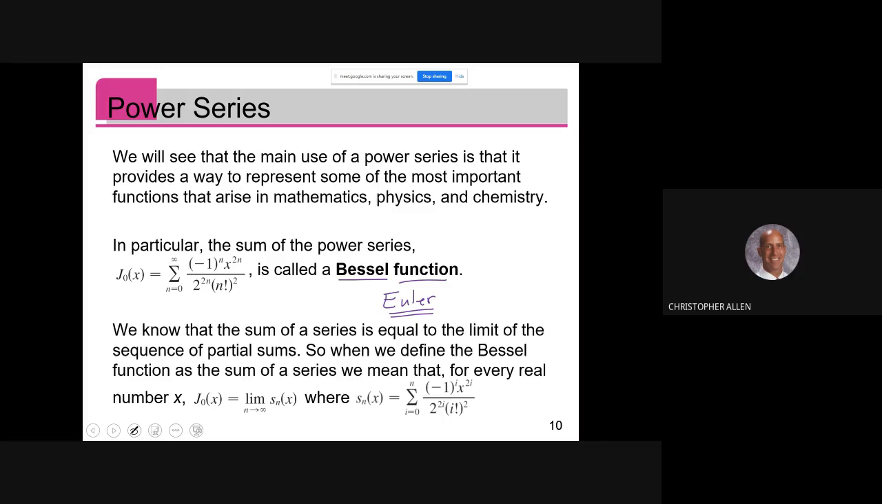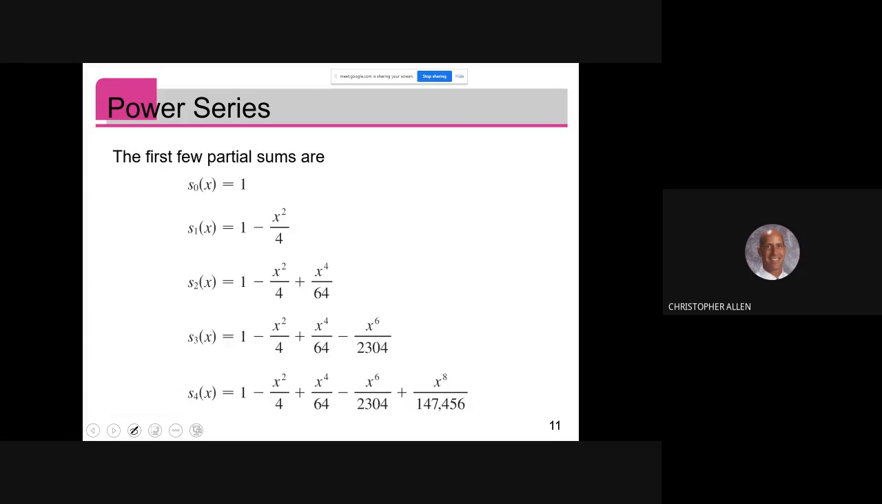We know that the sum of this series is equal to the sequence of partial sums. So when we define the Bessel function as the sum of the series, we mean that for every real number x, J naught of x will equal the limit as n goes to infinity of the partial sums of x, where the sum is defined as follows.